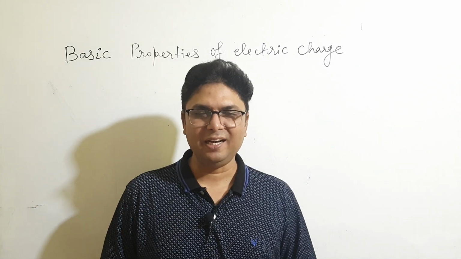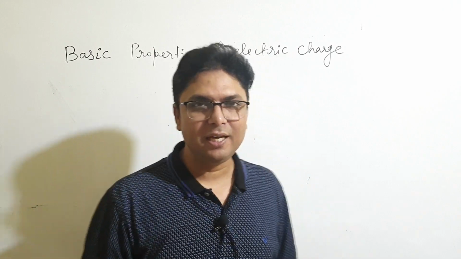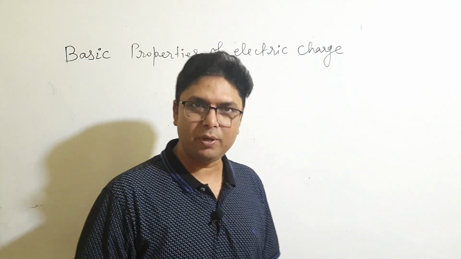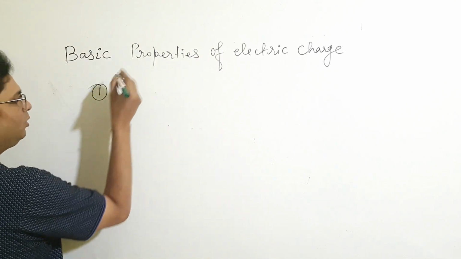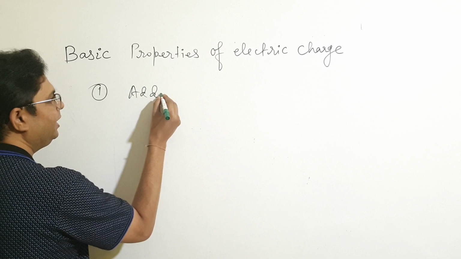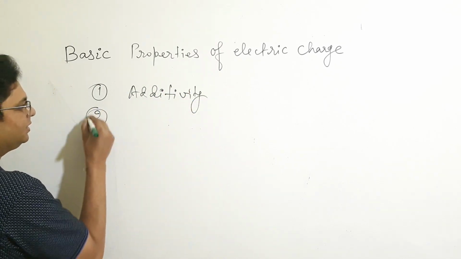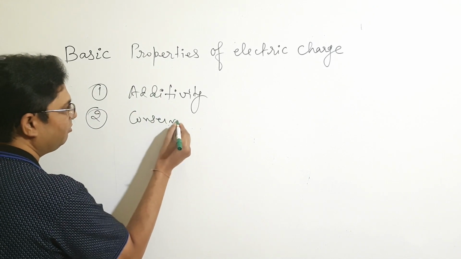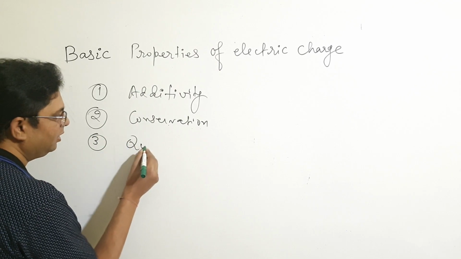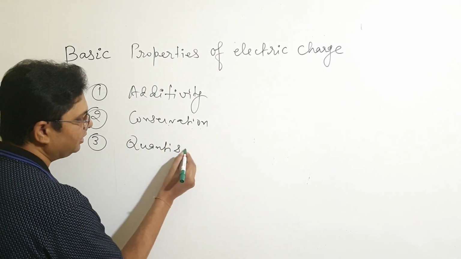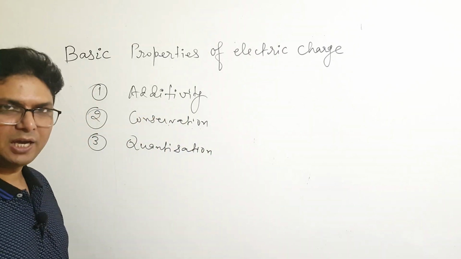So friends, let's get ready to learn the basic properties of electric charges. There are three basic properties of electric charges. Number one is additivity. Number two is conservation. And number three is quantization. These are the three basic properties of charges.